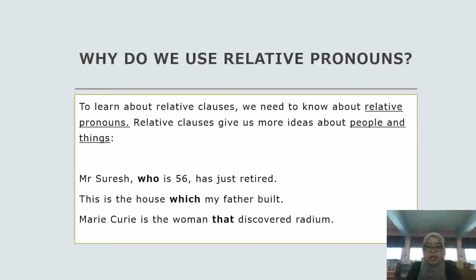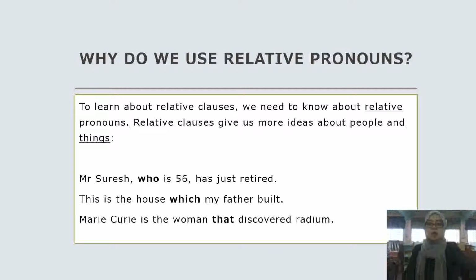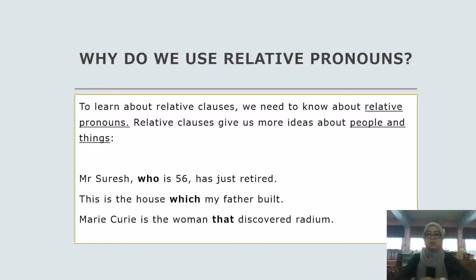Okay, class, let us continue. Why do we use relative pronouns? We use relative pronouns to introduce relative clauses. Before we want to know more about relative clauses, we need to know about relative pronouns. Relative clauses tell us more about people and things.